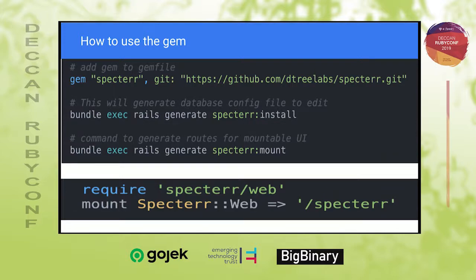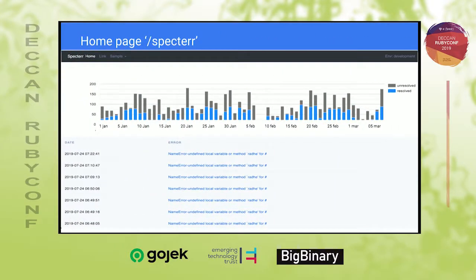The bundle exec rails generate mount command will generate a piece of code inside your routes.rb that will mount the Spectre web engine, the mountable part, at the path /spectre. So with the help of these two commands, the gem is usable inside your application. You have a generated database config file, you choose to modify it, the errors are stored in that particular database, and also you have a mounted UI. This piece of code can be put inside other namespaces so that security can be added. So those were the details.